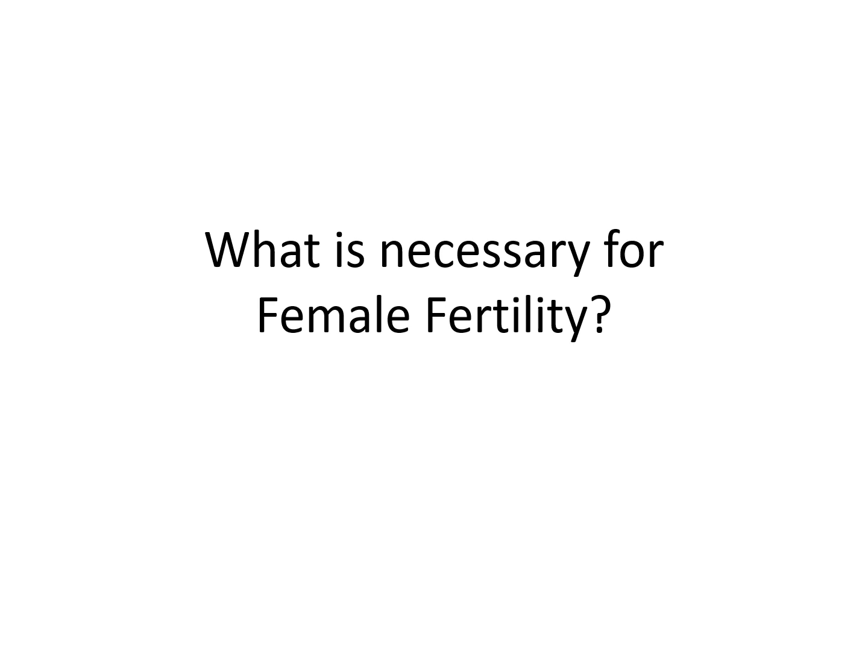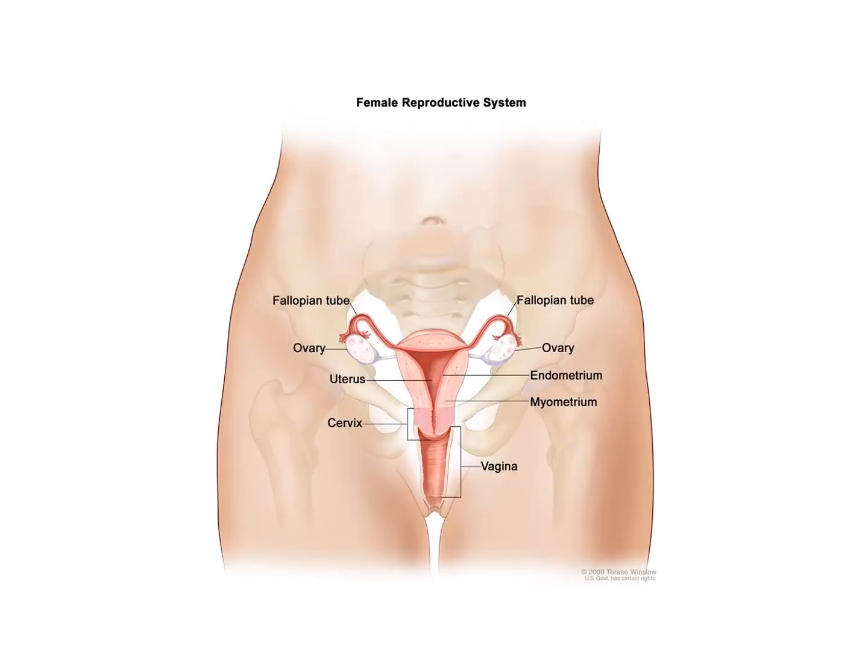So first, what is necessary for female fertility? To start us off, we just have an overview here of female reproductive anatomy in the pelvis. We've got our uterus, our fallopian tubes, our ovaries, and obviously the entrance to the genital tract is the vagina here.